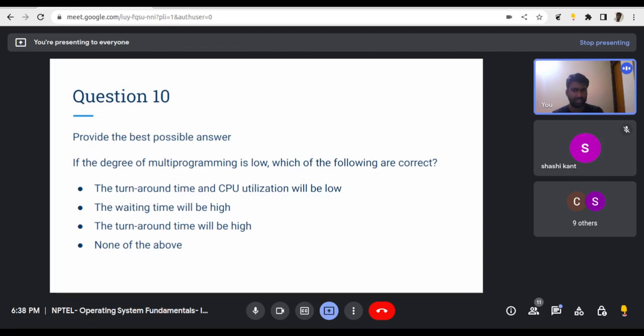With respect to a single process, will the turnaround time be low and the CPU utilization overall be low? The waiting time will be high, the turnaround time will be high. So none of the above. Which of the following are correct? Anyone else would like to contribute?